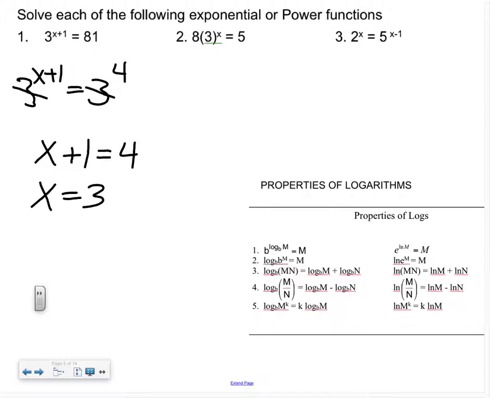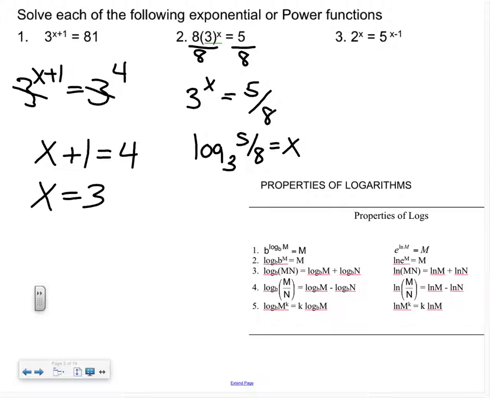So how do I get rid of the 8? Divide by 8. So I'm going to divide both sides by 8. So what I end up with is 3 to the x equals 5/8. And once I have the exponent alone, then I can take the log. Okay? So write this in log form. It'd be log base 3 of 5/8 equals x. And again, that's something I can just type in a calculator, with the log base thing.